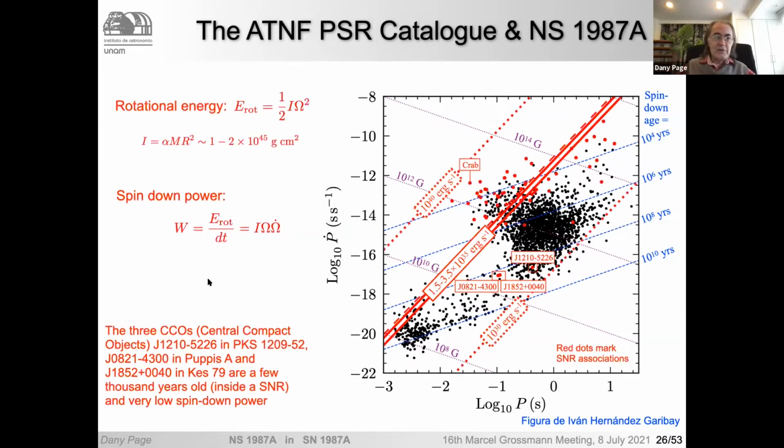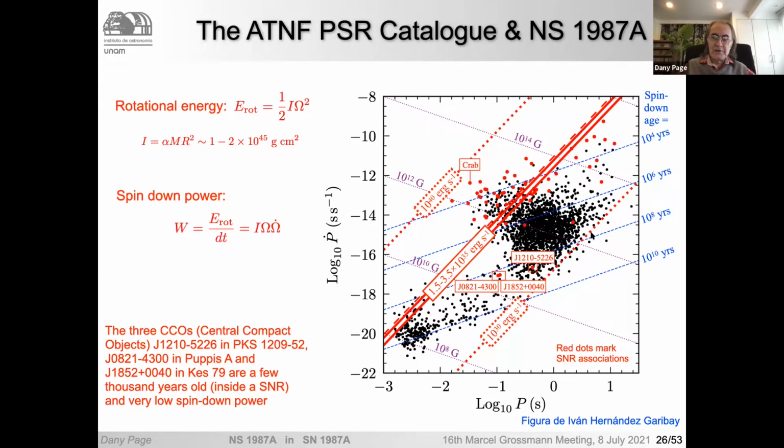There's something more interesting we can do, which is the spin-down energy. We can calculate the rotational energy. Omega is measured. The moment of inertia we know quite well. There is enough constraint on the mass and the radius and the size of the neutron star, that the moment of inertia is between 1 and 2 times 10 to the 45. And the spin-down power, the derivative of this, is E dot equals I omega omega dot. Omega and omega dot are measured for a pulsar. So we have a factor of 2 uncertainty from I.